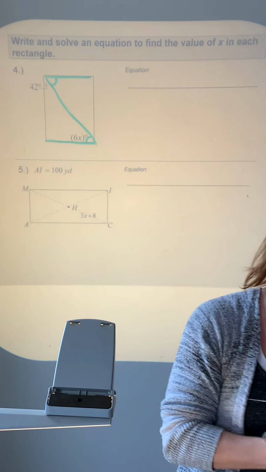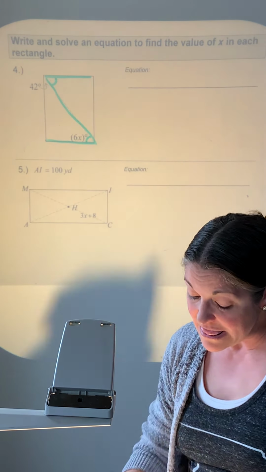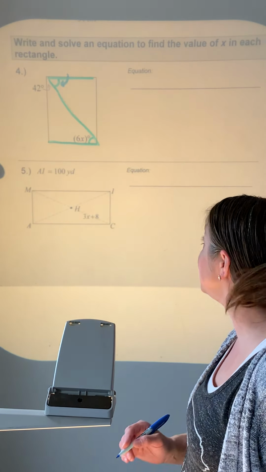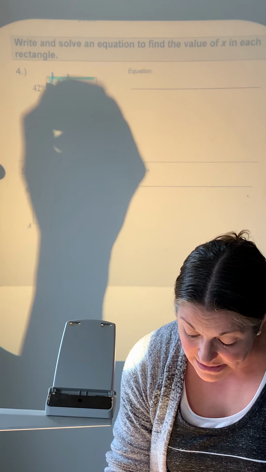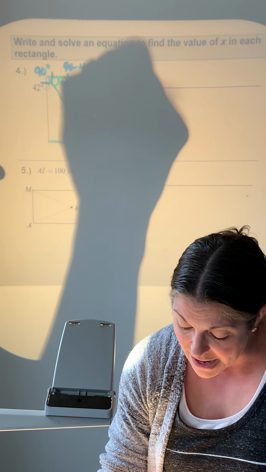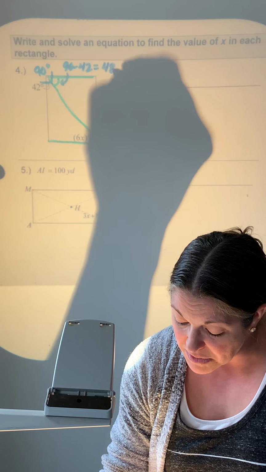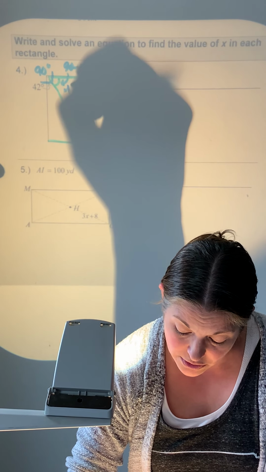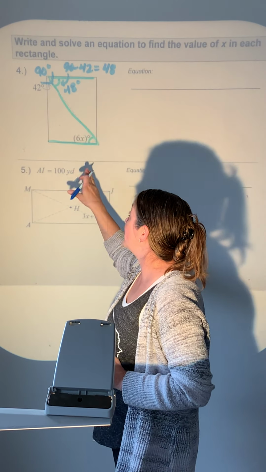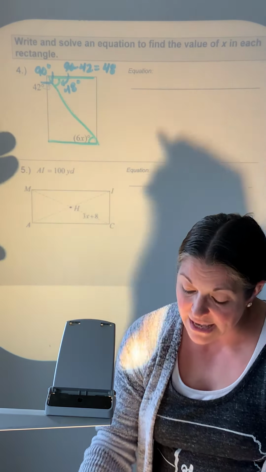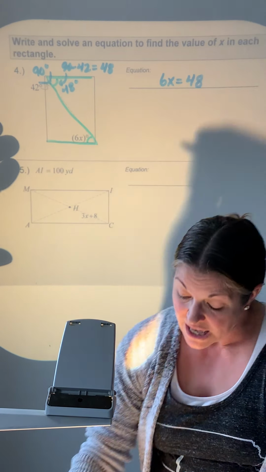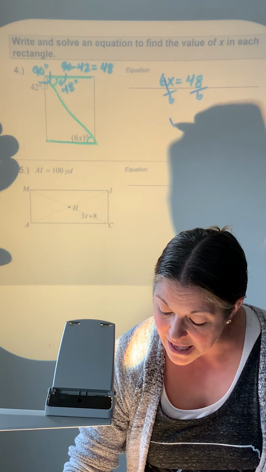So what I'm going to have to do is first find this angle here, and then that's the angle I can set equal to the 6x. Remember that this is a 90-degree corner, so I just need to do 90 minus 42, and that will give me 48. So I know that this part of the corner should be 48. Now I've got alternate interior angles. So now I can say, 6x equals the 48 degrees, and when I divide by 6, that will give me 8.